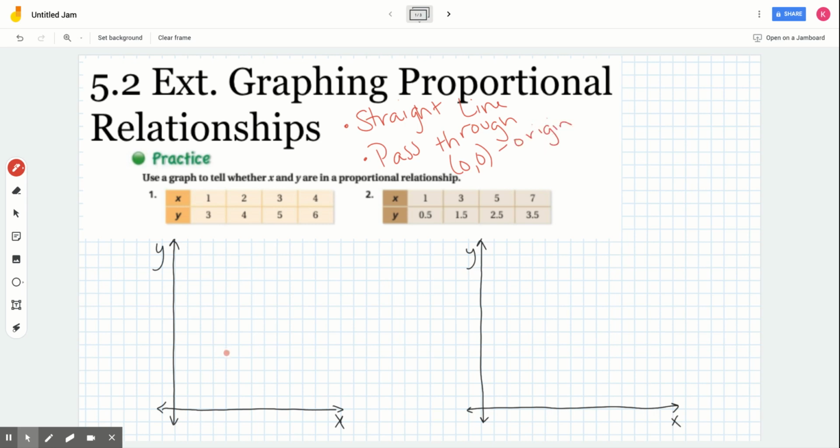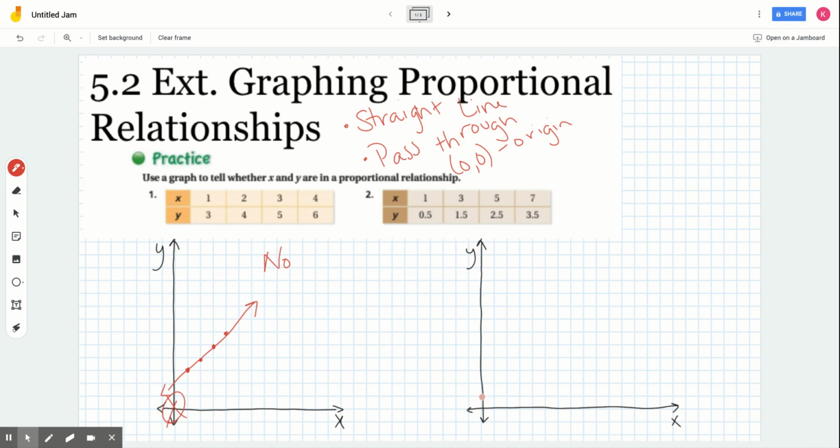So what we can do on these first two is we can use the table to graph some dots to make a line. Once we make a line, we can see if it meets these two qualities. So the first one, 1, 3. So over 1, up 3, 2, 4, 3, 5, 4, 6. Now if we connect these with a straight line, we can see that they do not pass through this point. So these are not a proportional relationship.